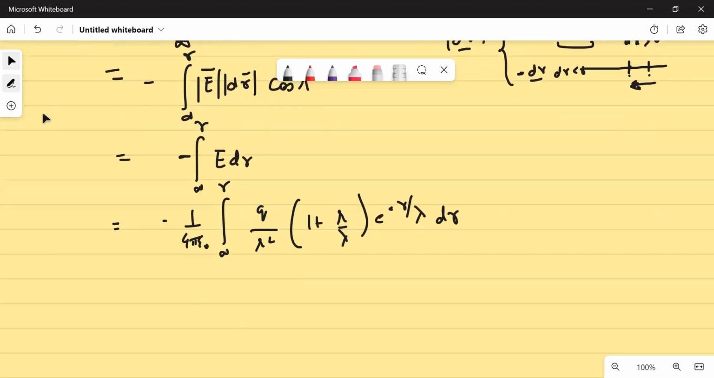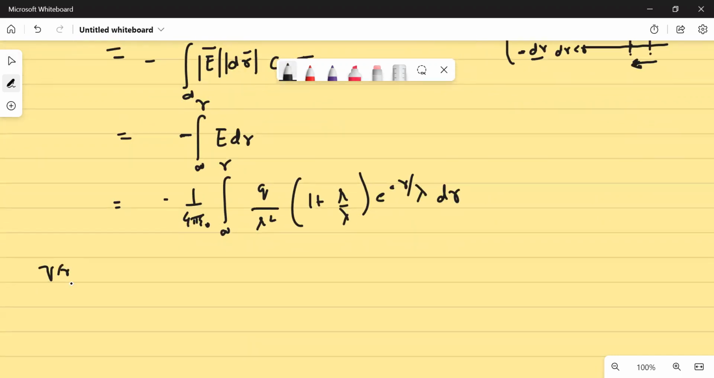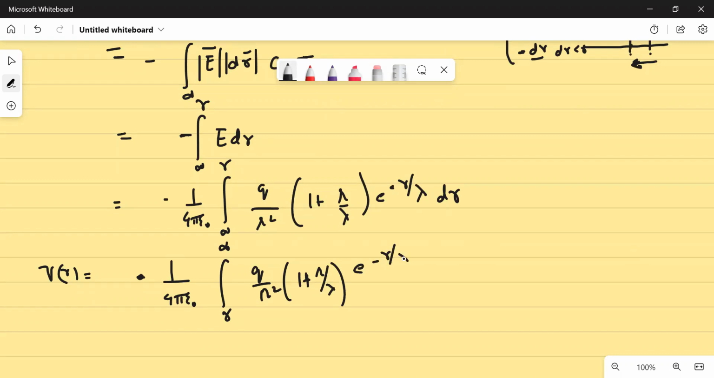Okay, let us try to find this integration. This integration would give you V as a function of r. What I would do is I would try to integrate by parts. I will simply take this negative one out. So 1/(4 pi epsilon naught), integral from r to infinity, q upon r square, and then you have 1 plus r upon lambda, and then you have e to the power minus r upon lambda dr. And now you just try to take this integral of this, I guess. Overall, I think you'll be able to find this integration.